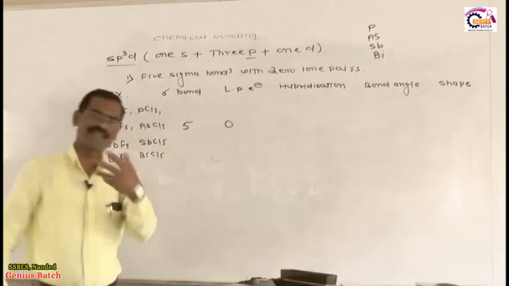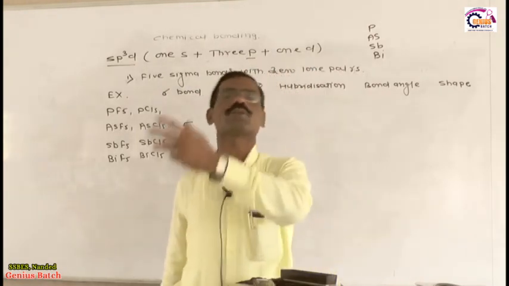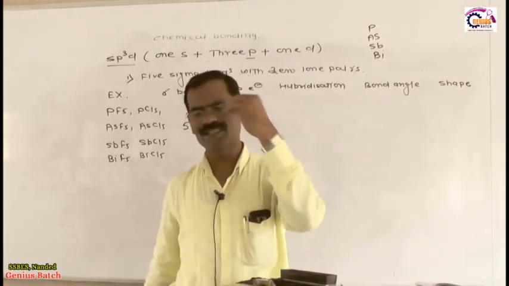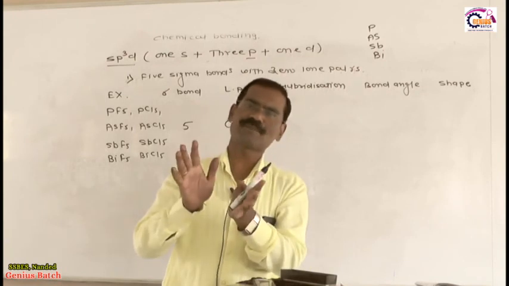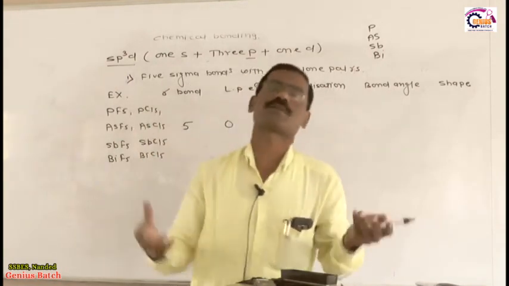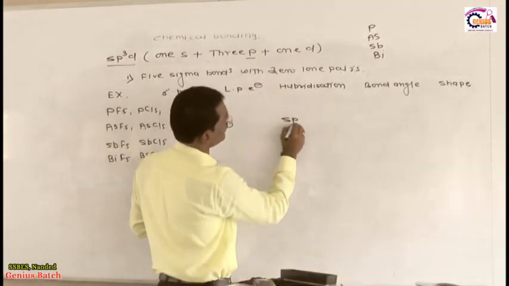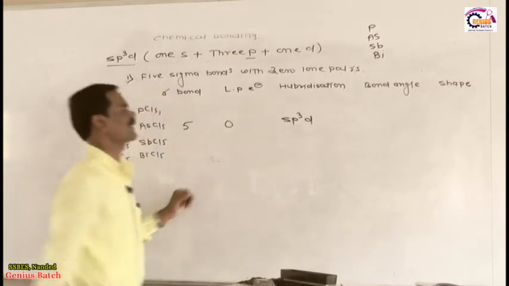Obviously, if there are 5 sigma bonds with 0 lone pair, it means there is no lone pair repulsion, no lone pair-bond pair repulsion. So if repulsion is absent, then this hybridization shows regular geometry as well as normal bond angle. Due to zero lone pair, no doubt the hybridization of this molecule is sp3d.